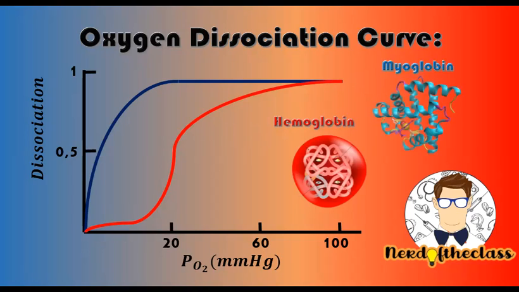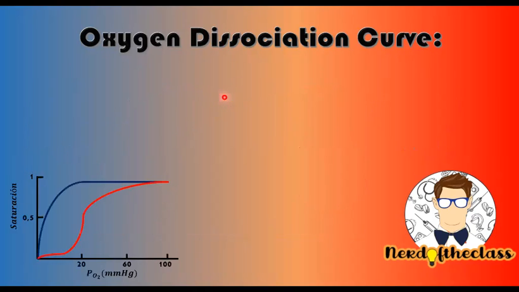On the other side we have the myoglobin. The myoglobin has only one heme group, and since it is only one heme group, it is easier to attach to the oxygen, so the dissociation occurs first.